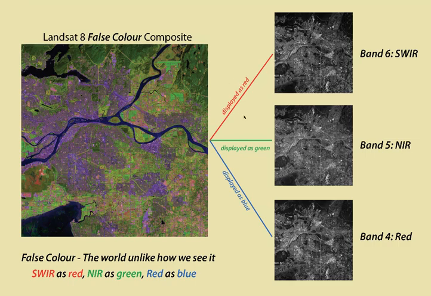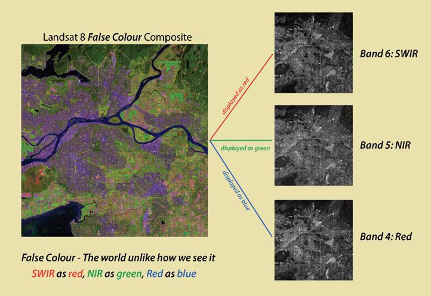Notice that there's a fair amount of purple in this scene. Purple is the mixing of red and blue, which are being used to display band 6 shortwave infrared and band 4 red, respectively. This means that locations in the image that are purple are reflecting both shortwave infrared and red a fair amount. So let's do a quick recap.